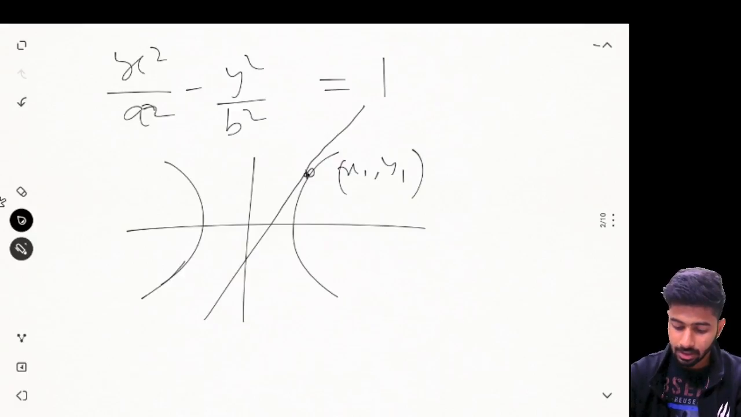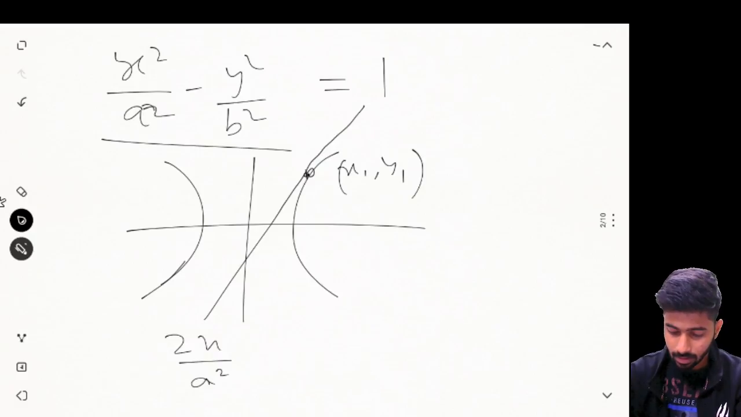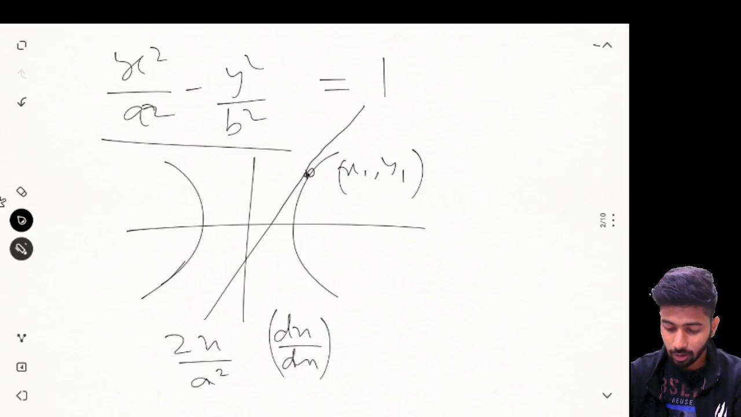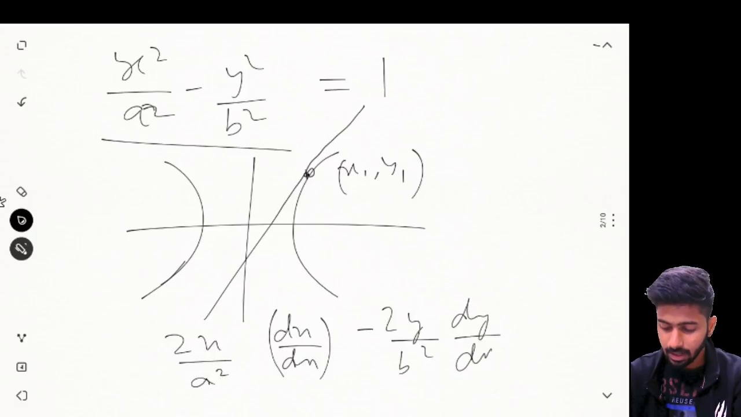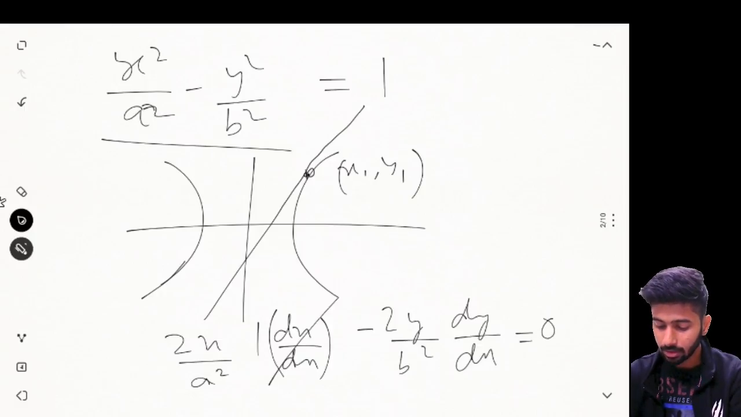So just differentiate this equation. So you have 2x by a square, I would write it like this, dx by dx, like differentiate with respect to x, which will actually turn out to be 1, minus 2y by b square into dy by dx. There are two variables, x and y. I'm differentiating both with respect to x, so that's why dx by dx will obviously turn out to be 1. So you have this equal to 0.